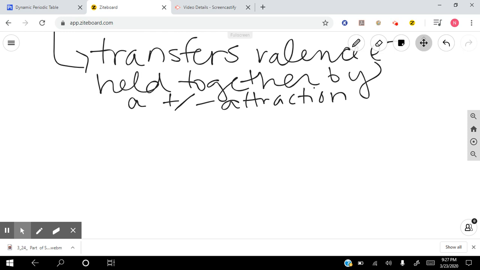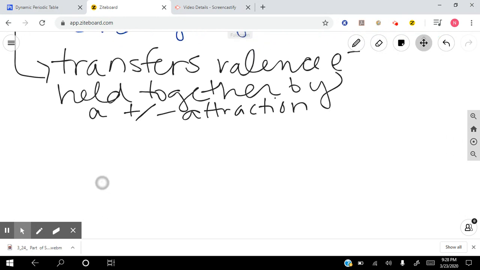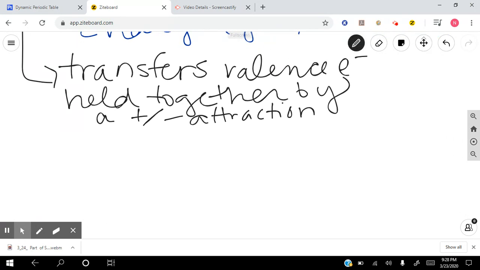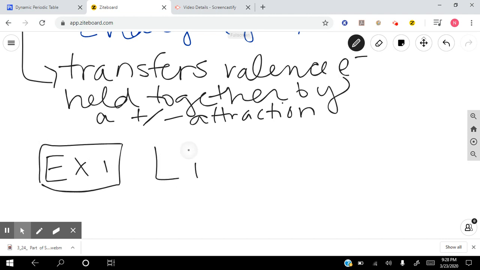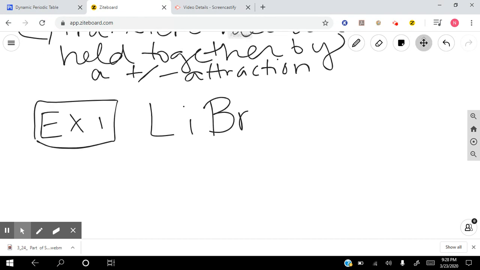Okay, here is part 2 of showing the ionic bond. So we'll do an example first, and then we will list the steps to doing so. The first example that we'll do is lithium bromide. So this is an ionic compound, a compound being made up of more than one atom. This is made up of one atom of lithium and one atom of bromine.